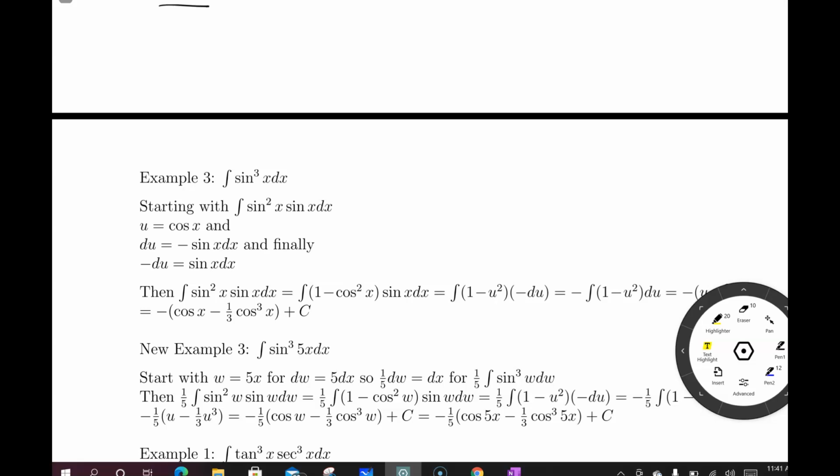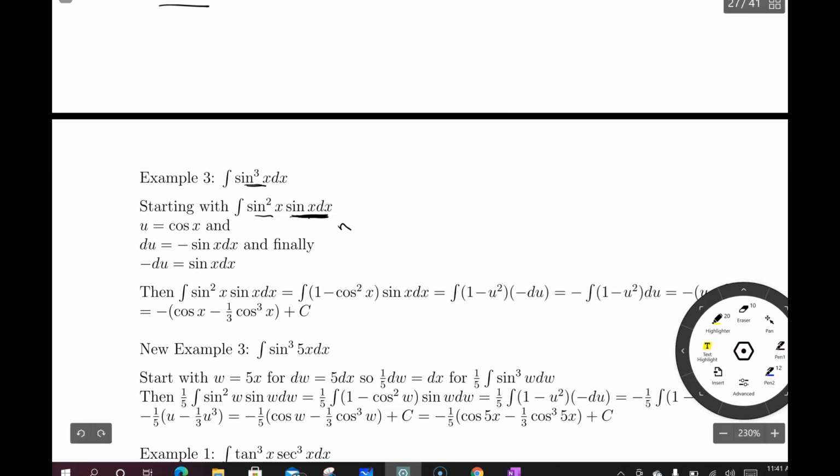So let's just do this one here. Sine cubed, reminding ourselves we would peel off a sine of x. And this is the one where, if I have a sine of x dx as my du, my u is going to be cosine.